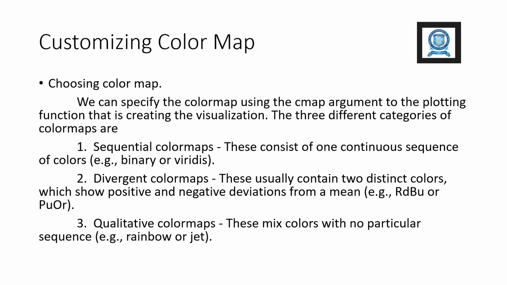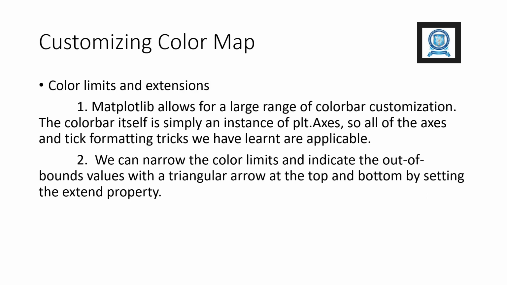Third one, qualitative color maps. These mix colors with no particular sequence, for example rainbow or jet. Color limits and extensions. Matplotlib allows for a large range of color bar customization. The color bar itself is simply an instance of plt.Axes, so all of the axes and tick formatting tricks we have learned are applicable.